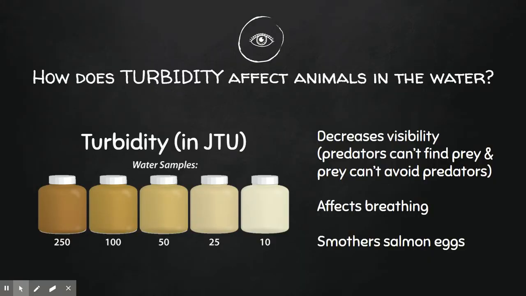Higher turbidity levels can have a lot of impacts on the animals living in the water. Water that is more murky will be difficult to see through, and animals who are not adapted to such environments may find it difficult to hunt prey or avoid predators. Additional particles may also affect breathing through gills, and such particles can smother salmon eggs that are laid in the riverbeds. We measure turbidity using JTUs, which stand for Jackson Turbidity Units. Water with 0 JTUs is perfectly clear, and examples of water with varying JTU levels are shown.